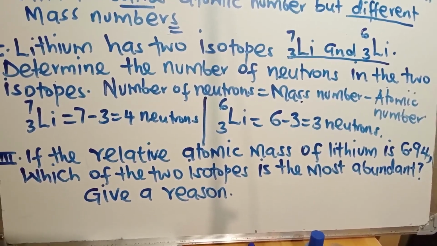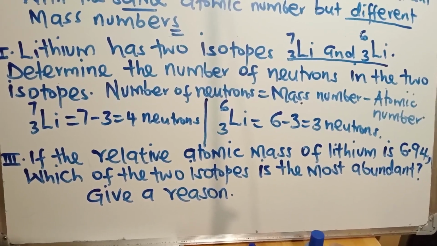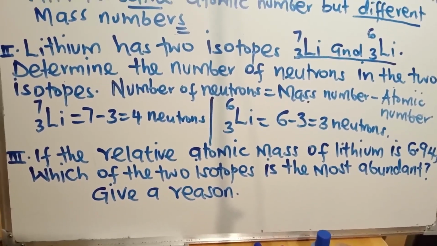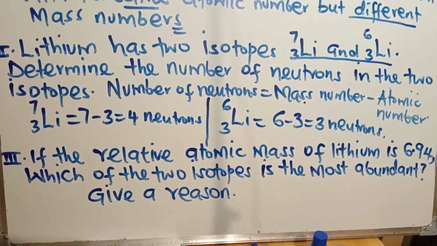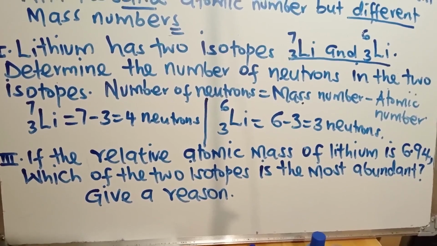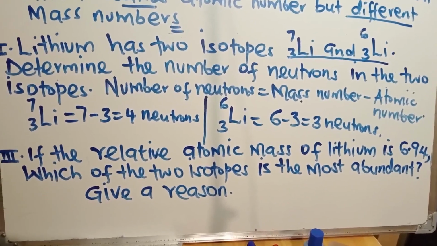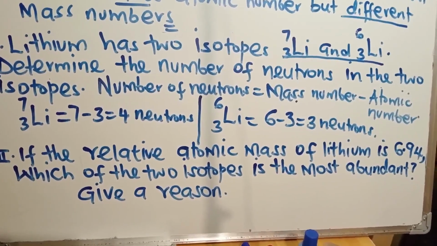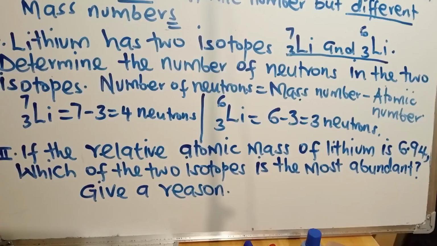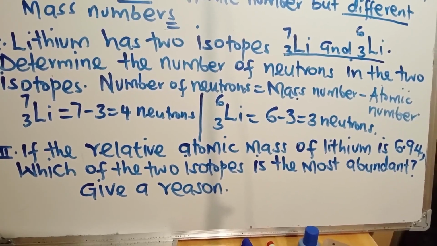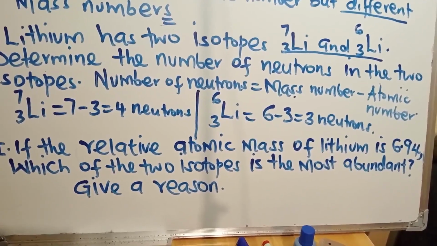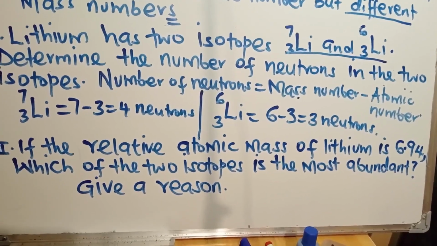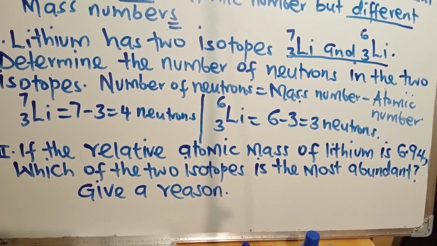If you are to round off 6.94 to the nearest whole number, it will become 7. So that is to tell you that lithium-7 is the most abundant isotope. So in the future, when you get such a question, you compare the relative atomic mass provided for you, then you check on the mass numbers for the different isotopes, and then you ask yourself, if, for example, the relative atomic mass is a number with a decimal point, should you round it off to the nearest whole number? What mass number provided will be near it?